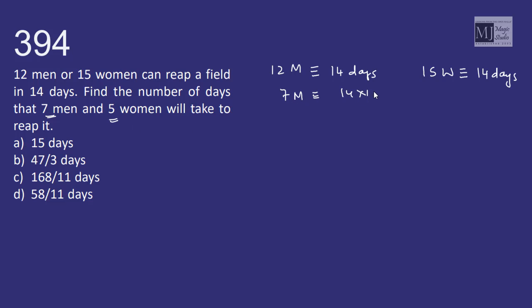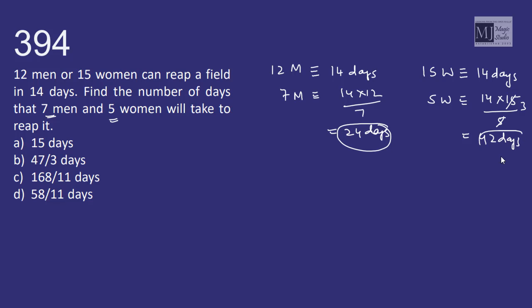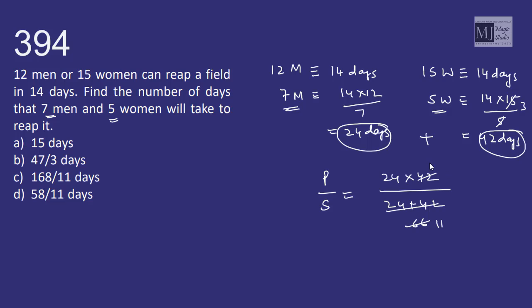Now 7 men would be completing this work in 14 into 12 by 7, that is 24 days. And 5 women would be completing this work in 14 into 15 by 5, inverse unitary method, that is 42 days. Now, if we are adding these two groups of people, 7 men and 5 women, we need to just use our addition rule. And addition rule is simply product by sum for two people. So it would be 24 into 42 by 24 plus 42. That is 66. 6 times 11, 6 times 7. So 168 by 11 days. Option C fits in.